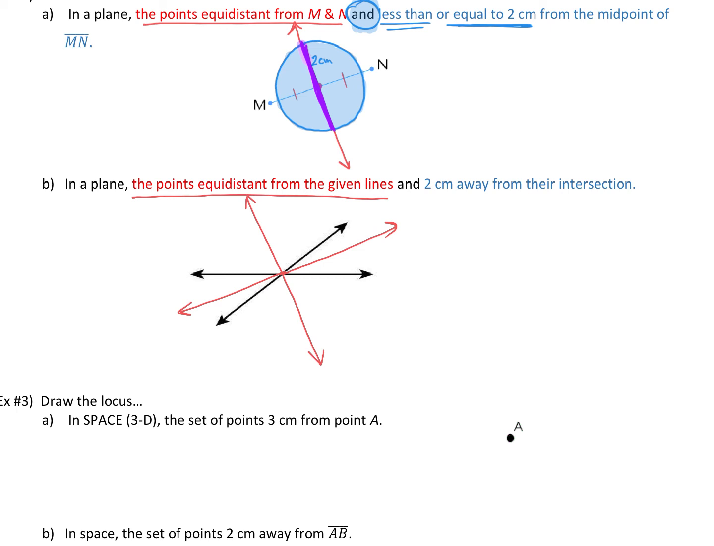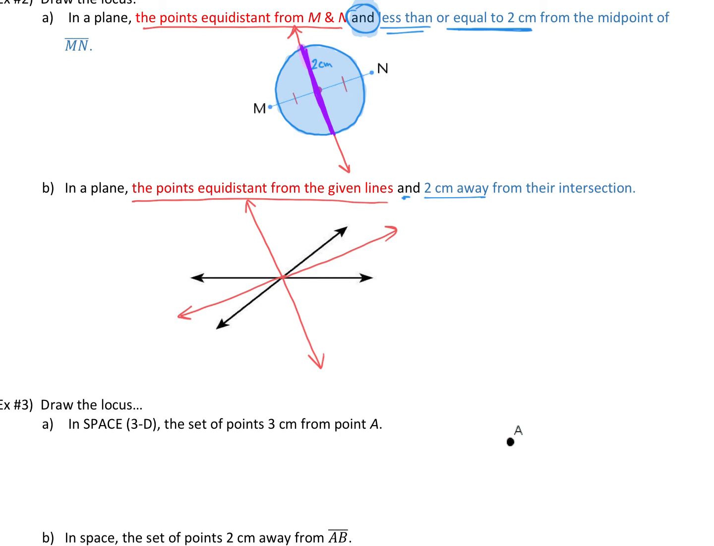Okay, the other part says, and everything 2 centimeters away from their intersection. So their intersection is here, right? What would be everything 2 centimeters away from that little green-blue point? A circle. So again, 2 centimeters away, we're just eyeballing, we're picking a random, that's not awesome.